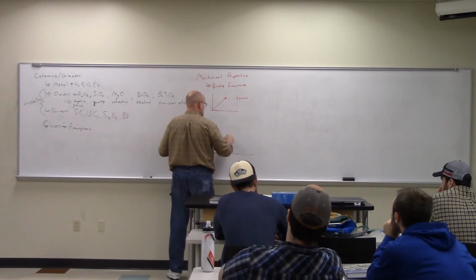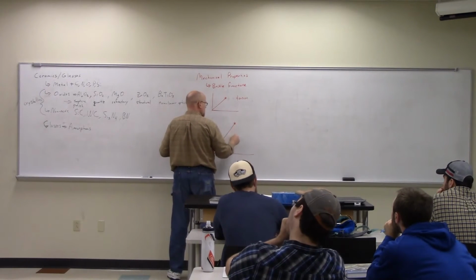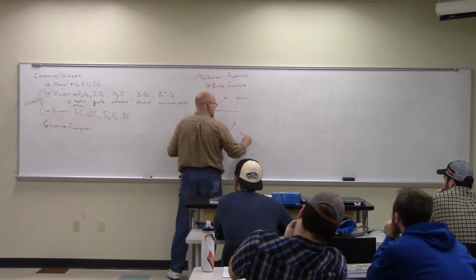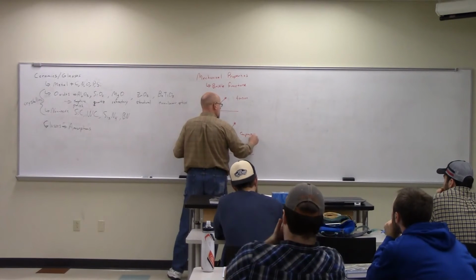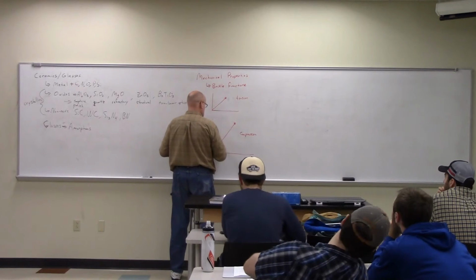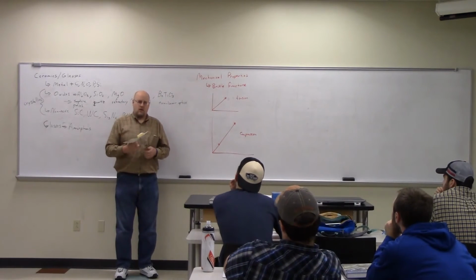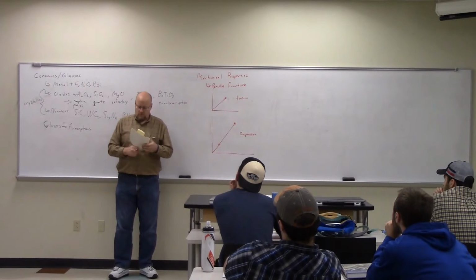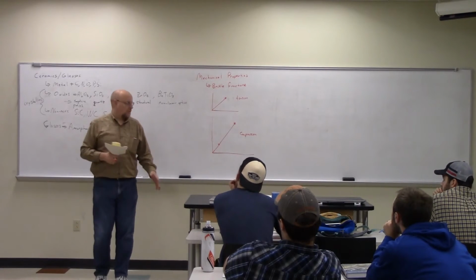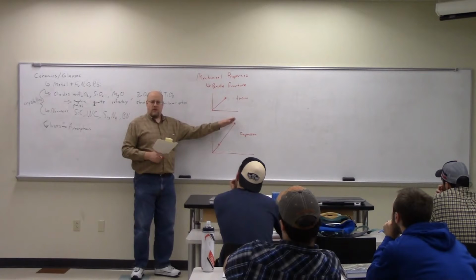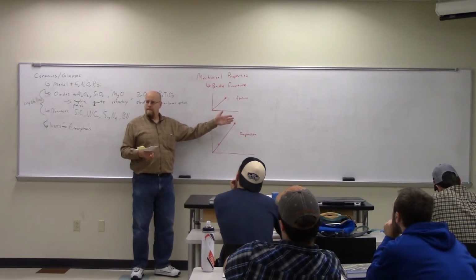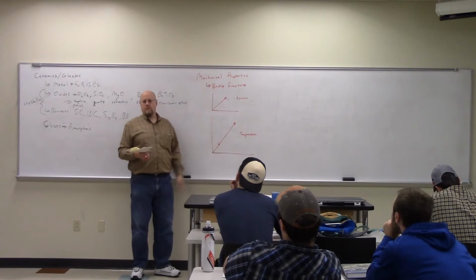In compression, they behave more like this. Or the tension numbers are like down here. So a glass or a ceramic material has a much greater strength in compression. Why is that?